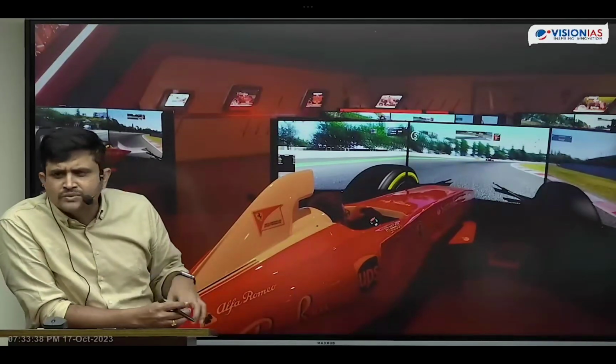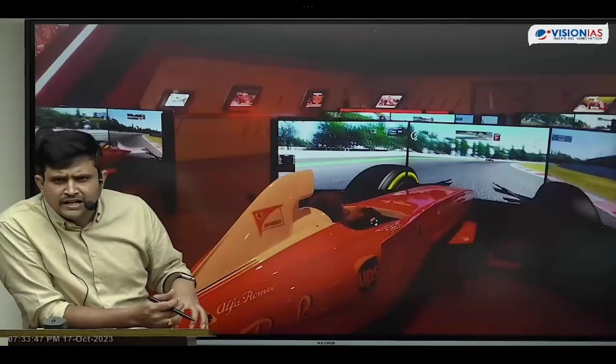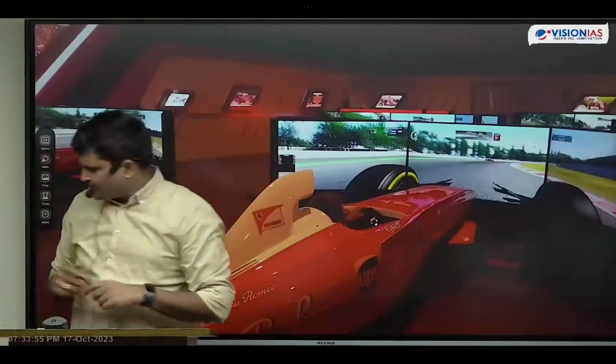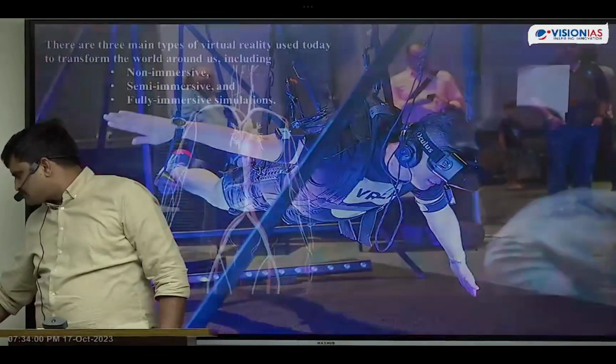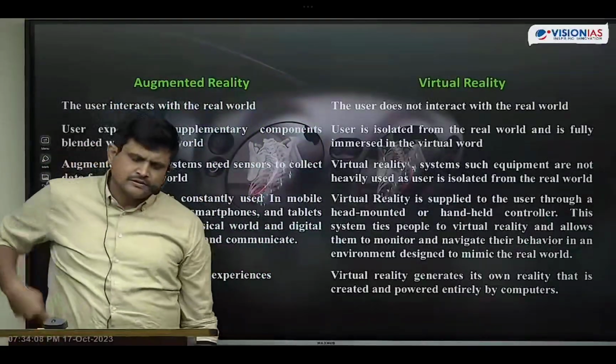That is what augmented versus virtual reality means, students. Any immersion technology, what is immersion? Nothing but blending of real life into virtual life. Got clarity on this? Okay, make a note like this: virtual versus augmented reality.